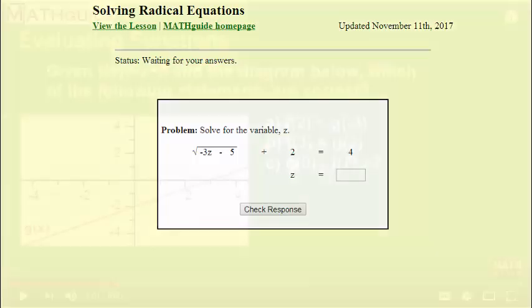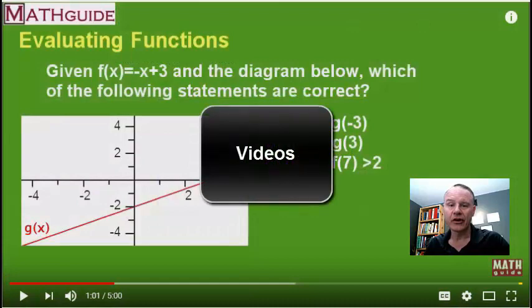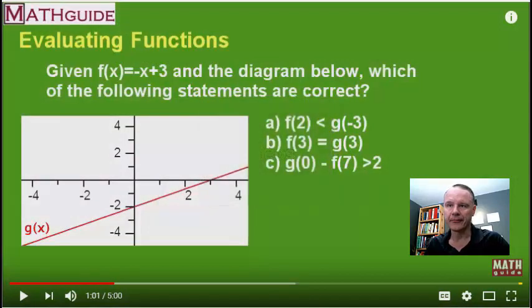Let's check out the videos. Videos are another vital service that MathGuide offers, and here is one of them. This video, called Evaluating Functions, is a prime example of how graphics are used within the video. Most videos that you see on my competitors' websites don't include the features that you're about to see. For instance, I'm just going to play this starting here at 1 minute of this 5-minute video.